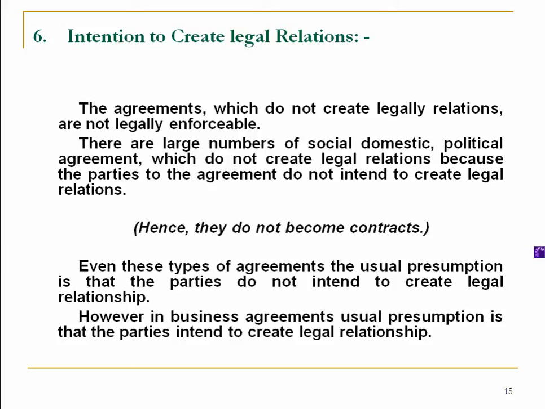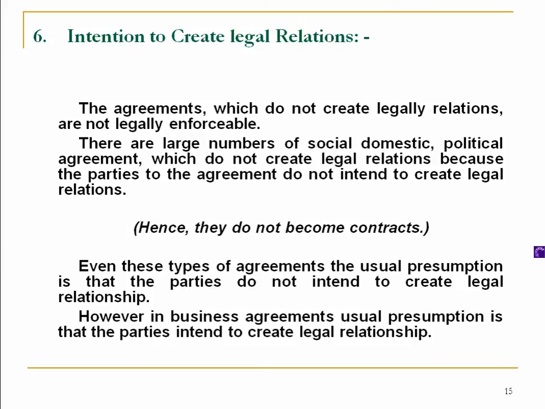There are a large number of social, domestic, political agreements which do not create legal relation because the parties to the agreement do not intend to create the legal relation. Therefore, they never become a contract. If your neighbor invites you to come to the marriage of his son, he has given a proposal to you, but if you do not go there, it will not be a legal relationship or legally binding on you. Some social, domestic, even political agreements do not intend to make a legal relationship. In that case, they never become a contract.